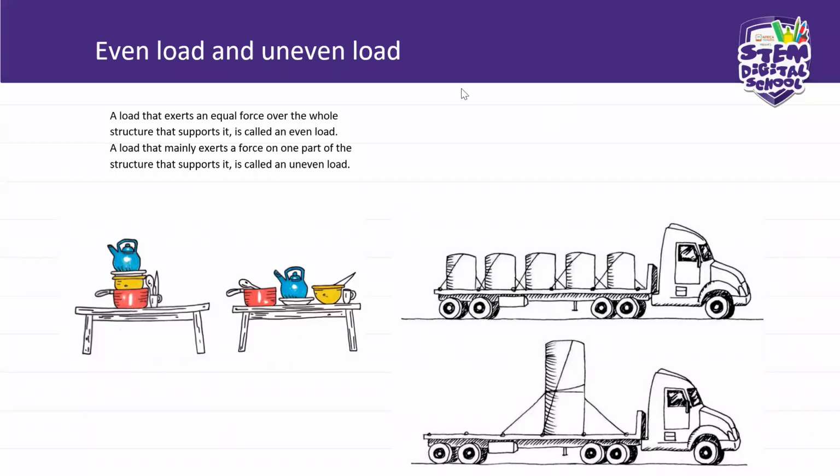Thando Ngubane, unmute yourself and tell me what kind of a load is this? It's an even load. Why? Because the load is equal, it is distributed over the structure. Yes. The truck at the bottom, Thando, that is an uneven load, okay?